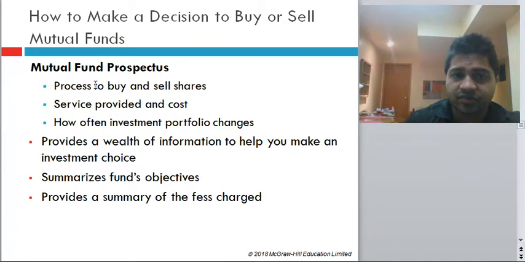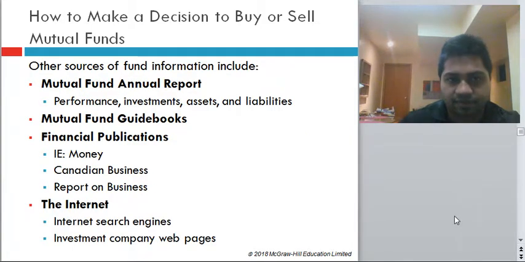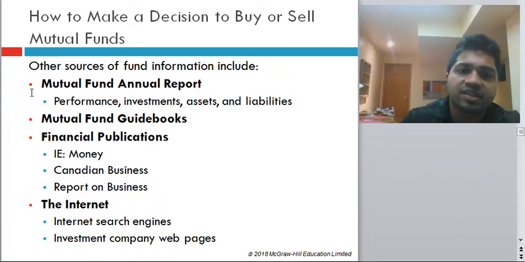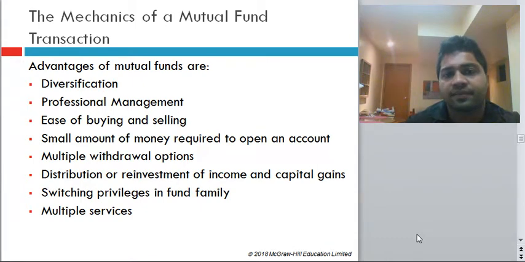A mutual fund prospectus gives you the process to buy and sell shares, the services provided and cost, and how often the investment portfolio changes. It provides a wealth of information to help you make an informed decision, summarizes fund objectives, and provides a summary of fees. Other sources of fund information include the mutual fund annual report, which gives performance, investments, assets, and liabilities. Then there are guidebooks, financial publications, and you can just search on the internet.